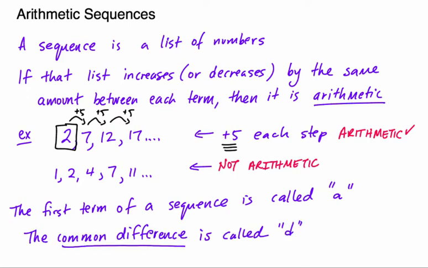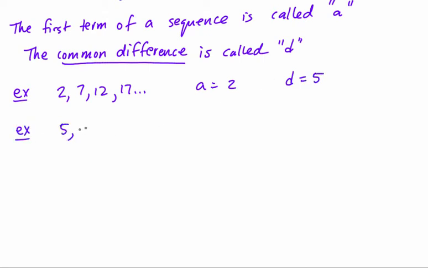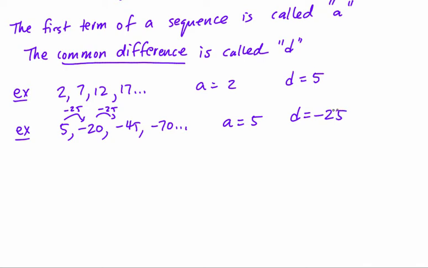For example, if I had 2, 7, 12, 17 like I did before, that has an A value of 2 and the D value is 5. And if I had an example like 5, negative 20, negative 45, negative 70, that has an A value of 5, and this goes down by 25 and this goes down by 25, so this D is negative 25.